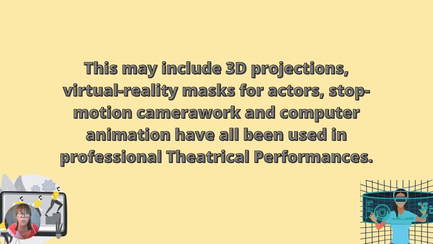Here are some concrete examples used by professional companies today. Things like 3D projections that transform the stage visually, virtual reality masks that add a complex layer to actors' performance, and stop motion and computer animation, which is then integrated into the storytelling on stage. These examples show how theatre is increasingly blending live performance with cinematic or digital elements.